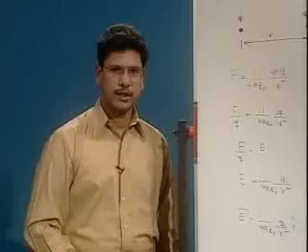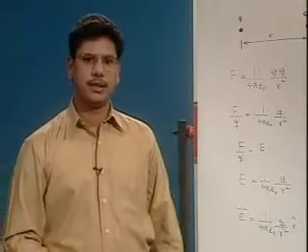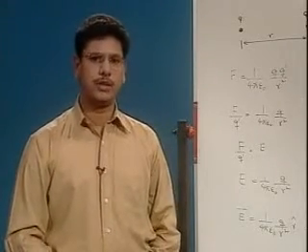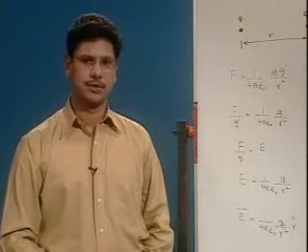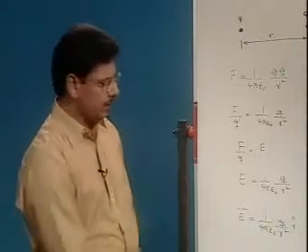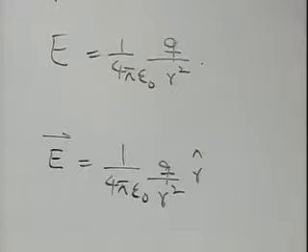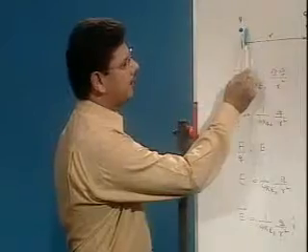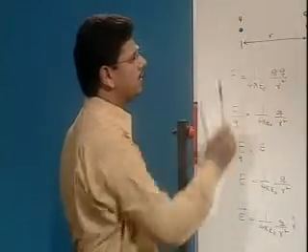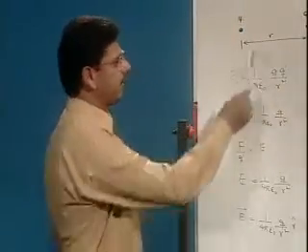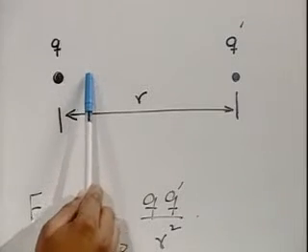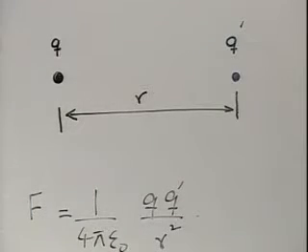Now electric field intensity is a vector quantity, therefore it must have a direction. So I introduce a unit vector r to show its direction. Now this unit vector r would be directed away from q if q is a positive charge, and it would be directed towards q if q is a negative charge.